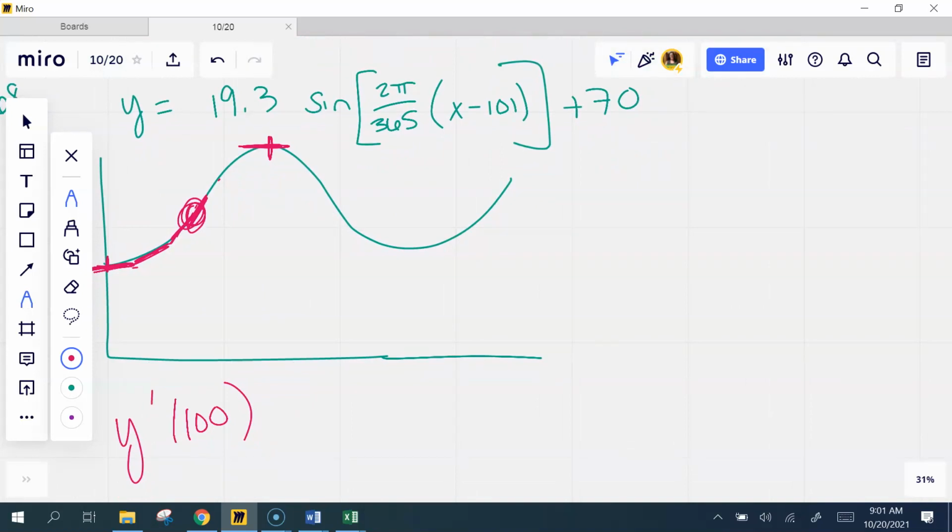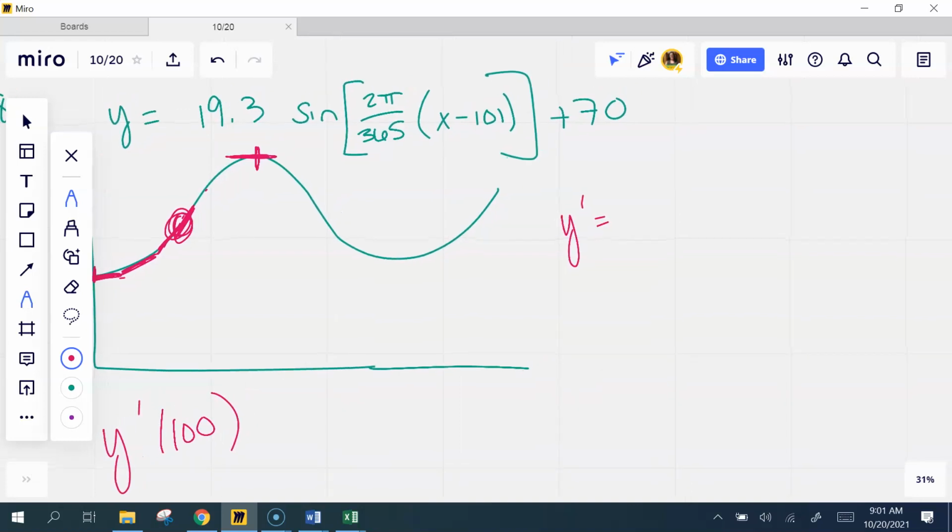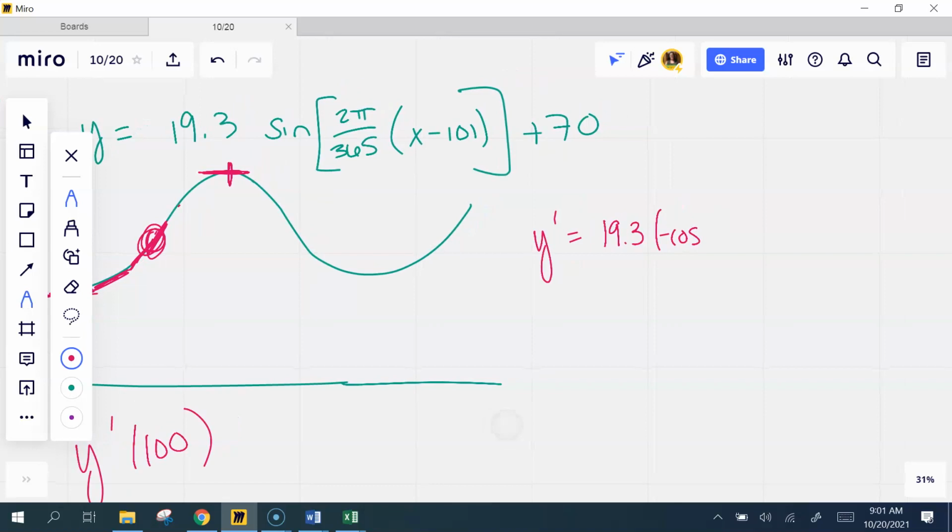All right, now hold on. We're plugging it in for x, right? No, not a product rule here. Look, 19.3, remember, that's just my coefficient out front. Cosine, negative cosine. No, you're right, I'm sorry, cosine.